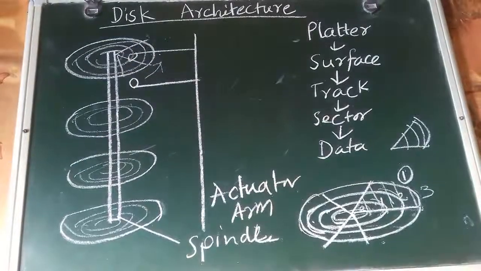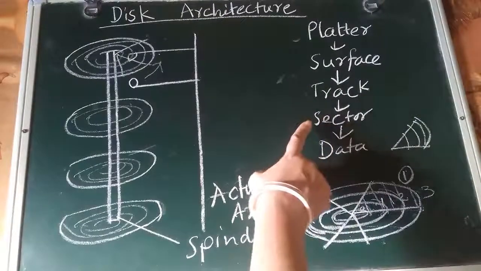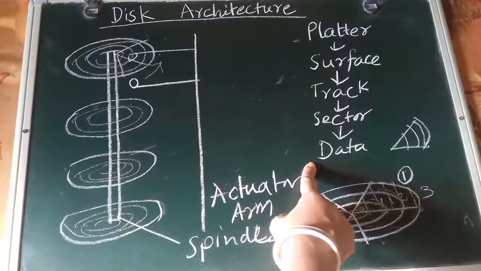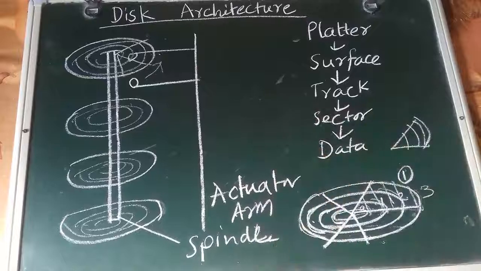So in that sector, the writing will take place. Like that, reading and writing happens. So the track is divided by sectors. In every sector there will be data present. So data will be present sector-wise.